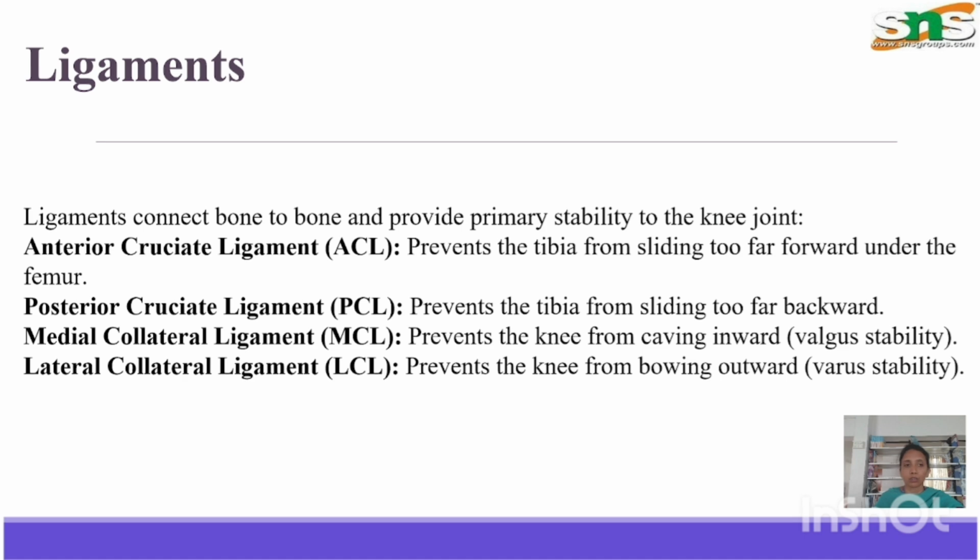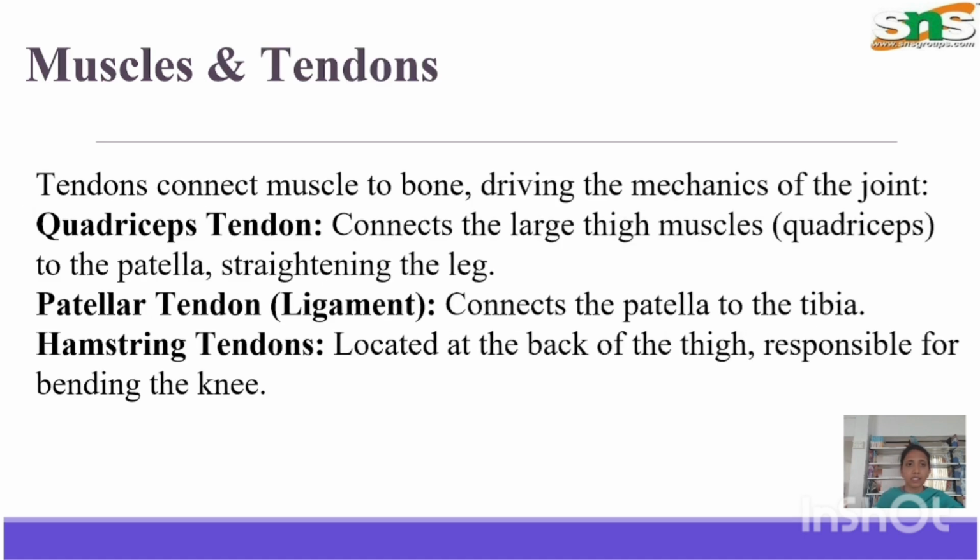There are some other ligaments also present in the knee joint. Muscles and tendons. Tendons connect muscles to bone, driving the mechanics of the joint. The quadriceps tendon is the major tendon that connects the large thigh muscles, called the quadriceps, to the sesamoid bone called the patella, which straightens the leg. The patellar tendon, or patellar ligament, connects the patella to the tibia. So the patellar tendon is not a separate tendon.